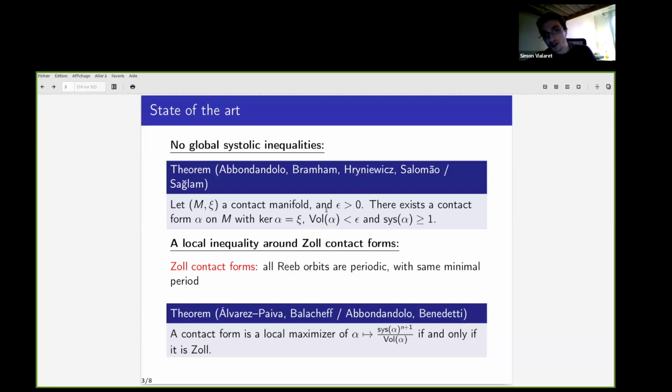Conversely, Abbondandolo and Benedetti proved that if you take a perturbation of a Zoll contact form, all with fixed volume, then you always create a periodic orbit whose period is smaller than the period of the Zoll Reeb flow. Okay, so that's the state of the art. Let's say there is no global systolic inequality. The local behavior of the systolic ratio is also understood in some situations. And today, what I want to state is what we could call a semi-global systolic inequality.